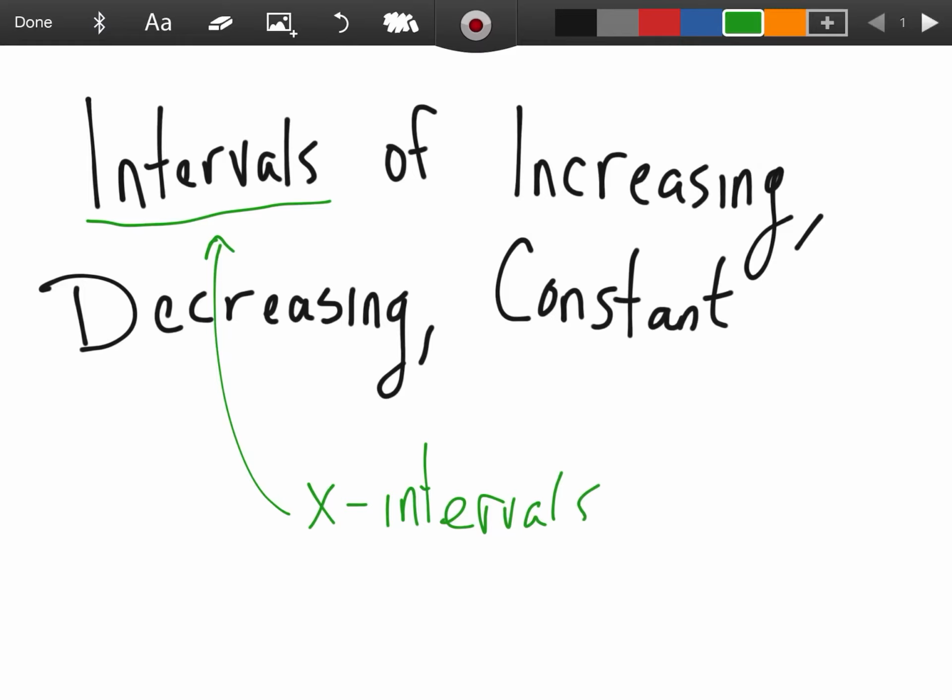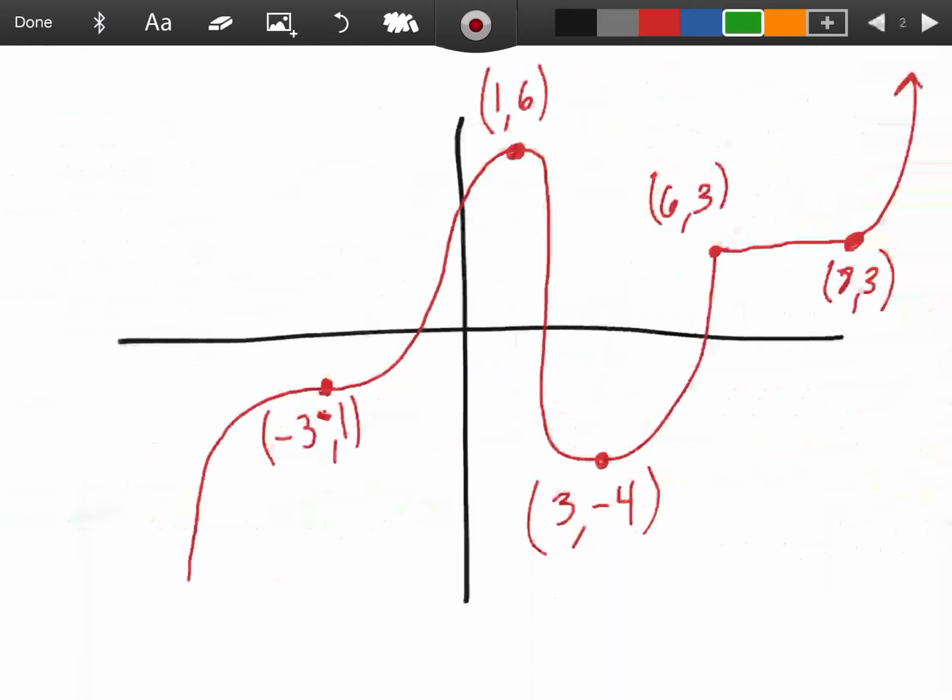So let's take a look at the graph of a curve here. I've just graphed some random curve, labeled some points on here, and now we want to identify when the graph is increasing, decreasing, or constant. Well, a graph is increasing as we go left to right if it goes up. So again, we are always going to read the graph left to right, the same way that you would read a book.